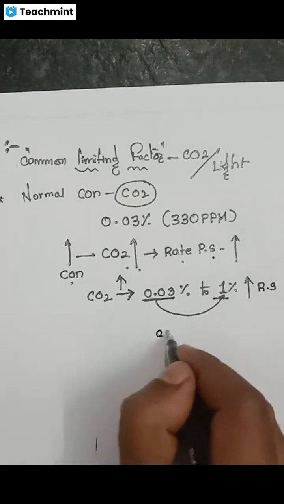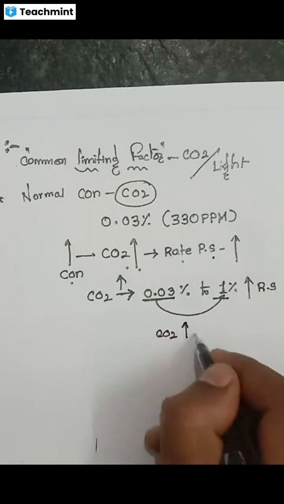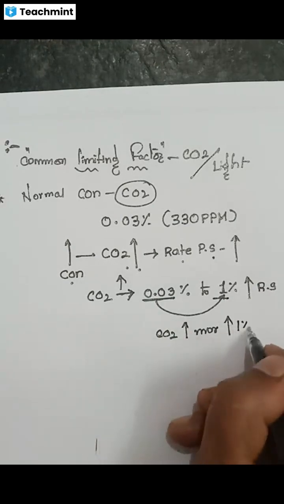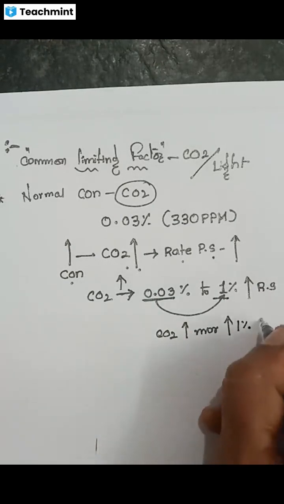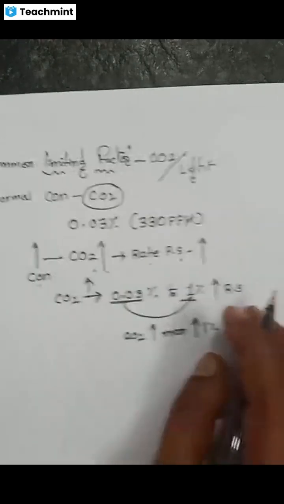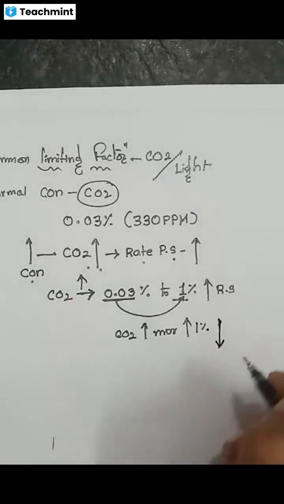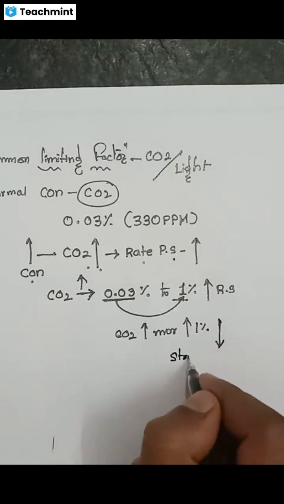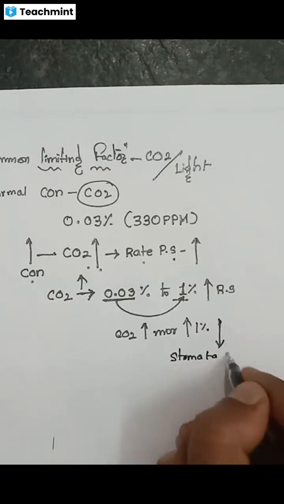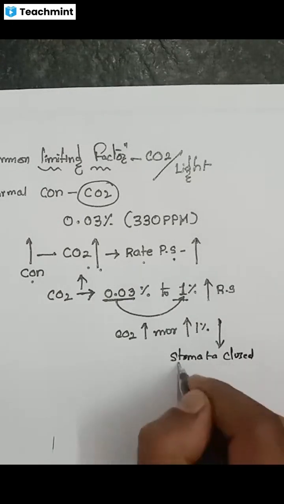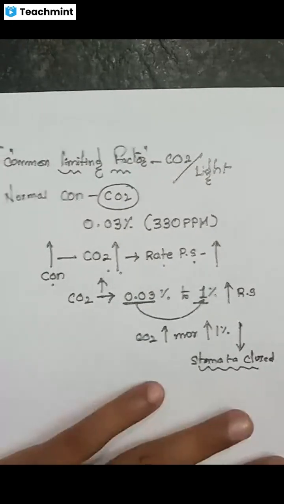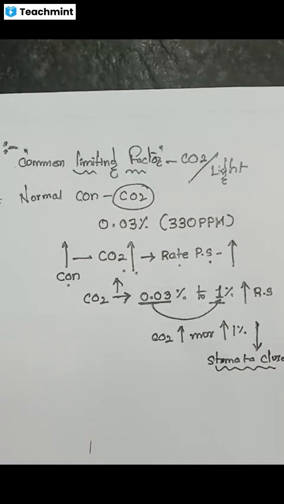When the carbon dioxide concentration is increased to more than 1 percent, the rate of photosynthesis is decreased because of stomata closing. So clear. One of the most common limiting factors of photosynthesis is carbon dioxide.